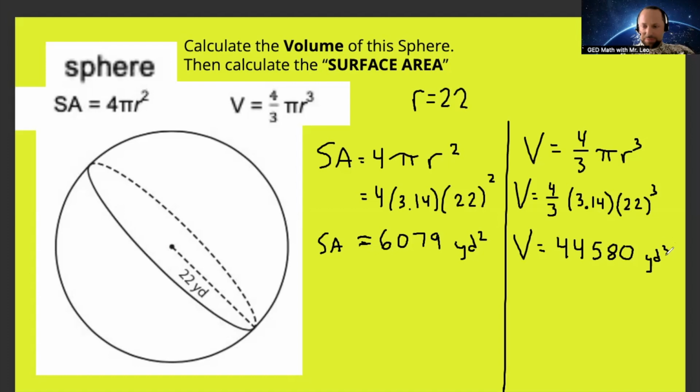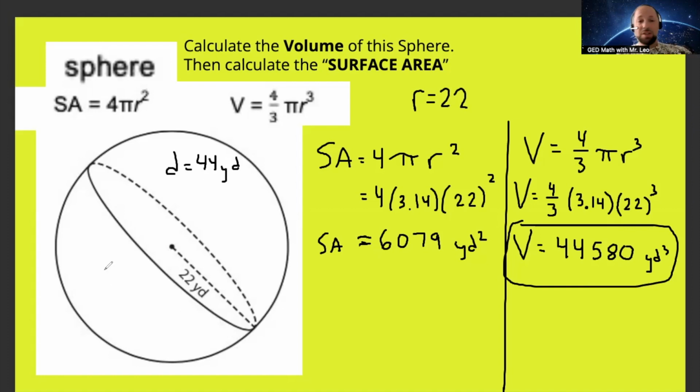All right. So this sphere measures 22 yards as a radius. The diameter would be twice as much. So this is a large sphere. It's 44 yards across. That's pretty large. To cover this ball would take 6,000 square yards at least. And inside of it, you could put 44,000 cubic yards. Okay. How do you feel? Is it working? All right, let's move on.